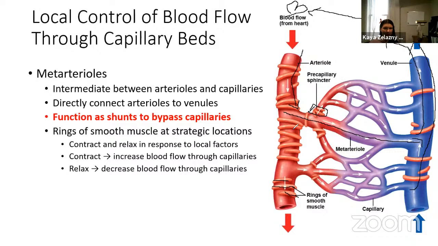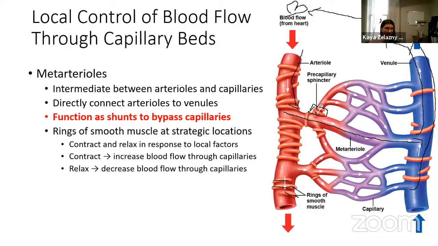So that's why we have these rings of smooth muscle at strategic locations, because sometimes we aren't going to want to skip a capillary bed, depending on what the tissue surrounding that capillary bed is doing. These rings of smooth muscle, the precapillary sphincters, are not responding to neurotransmitters like the smooth muscle around the arteriole does. They're only responding to local factors.